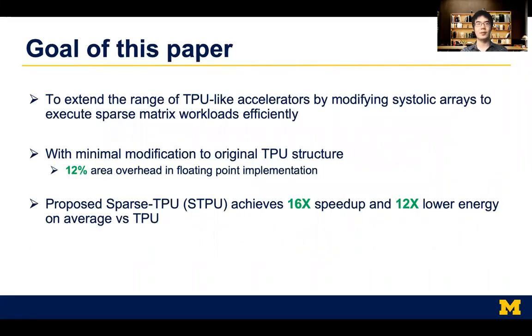The goal of this paper is to extend the range of TPU-like accelerators to execute sparse matrix workloads efficiently. Because TPU is designed for deep neural networks and can only be used to accelerate dense matrix operations, which limits its application scope. To achieve this goal, we propose to modify the TPU PE with minimal effort.